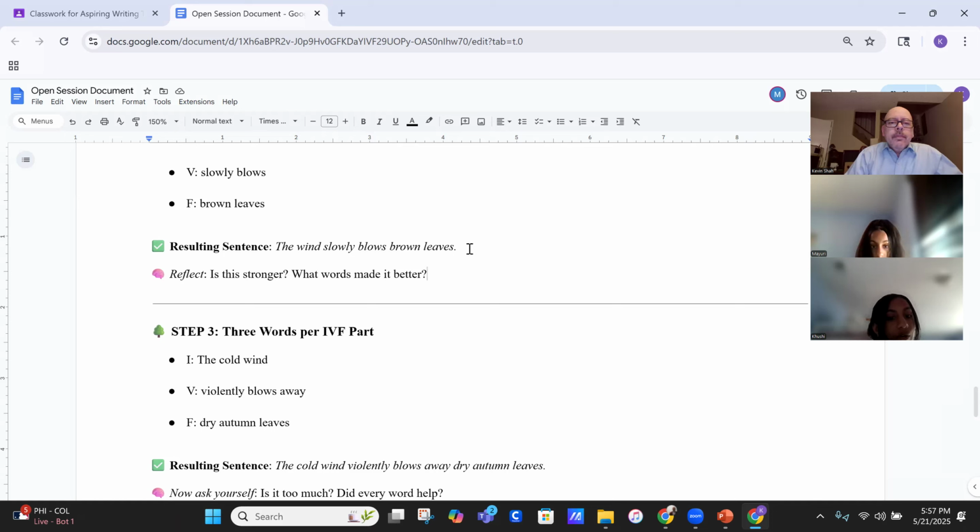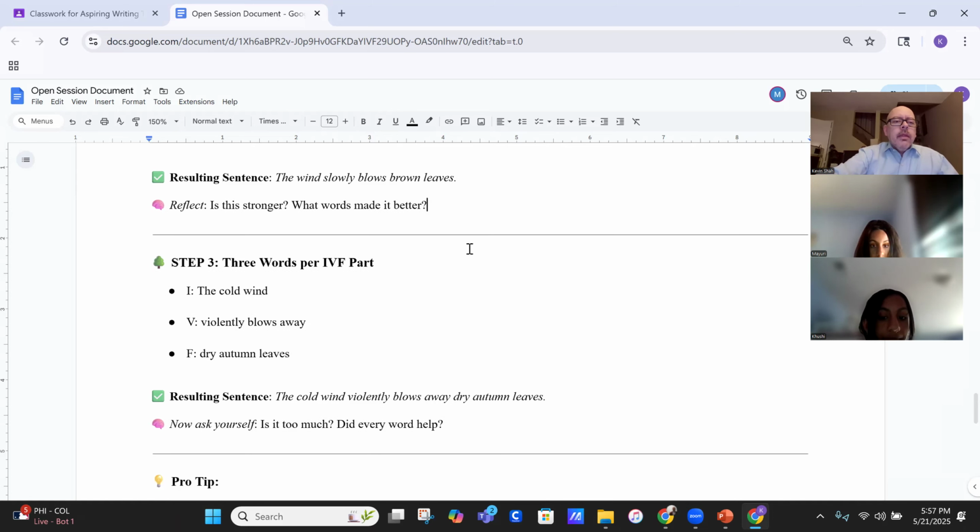I feel the sentence is more robust because it establishes the slowly blows part and then it structurizes the verbs and gives the adjective for blows instead of just making it blows. Yeah, and I think you meant adverb, right? Yeah, so the adverb is the adjective. Yeah, and then the adjective is brown.